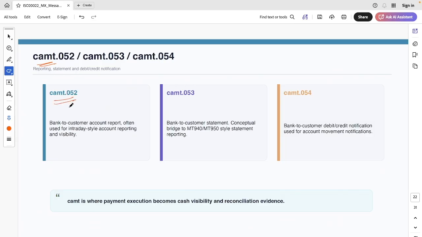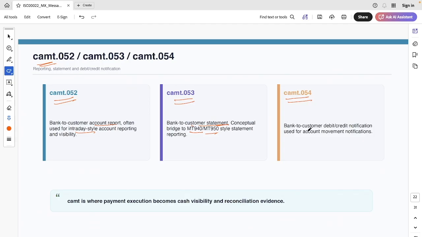CAMT 052 is often used for your account report, commonly intraday style visibility. It helps show account movements during the day. CAMT 053 is commonly used for account statements. You can conceptually connect it with the statement reporting in the older MT world, such as MT 940 and MT 950, depending on the market and the usage context.